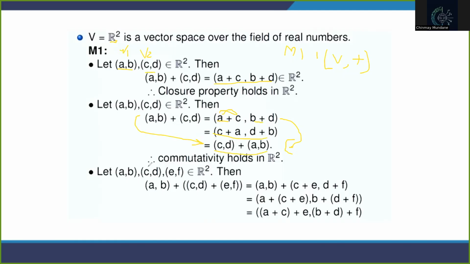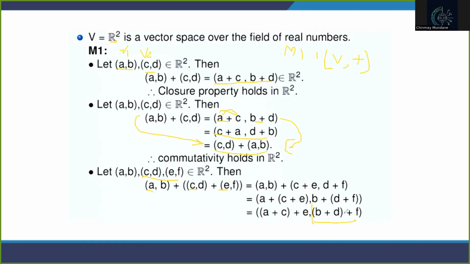Then third, let's go for the third. So if A, B, C, D, and E, F are three vectors V1, V2, V3, and you first add C, D and E, F, and then add A, B, the result will be the same. So you get C plus E, D plus F, then A, B. You can see here, A, C and E will be added in the same space, and then B, D, F will be added no matter what the priority is.